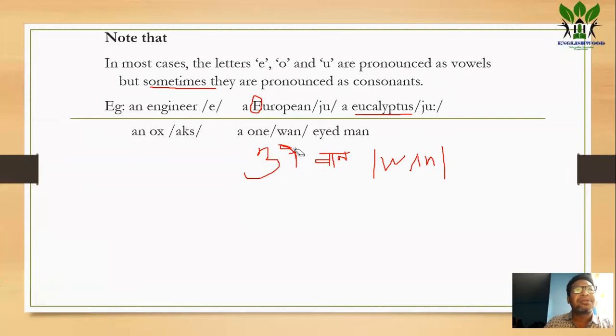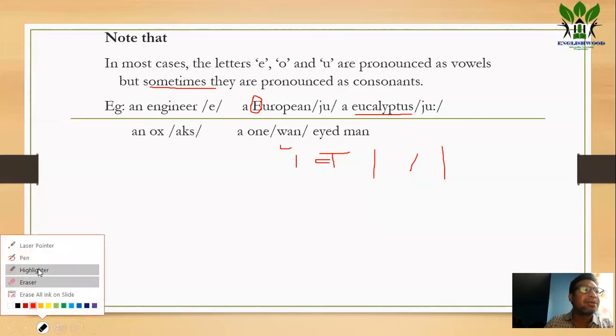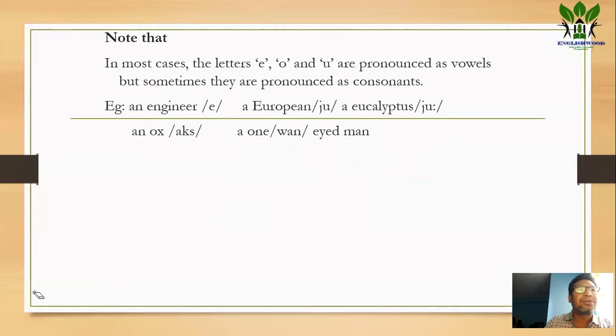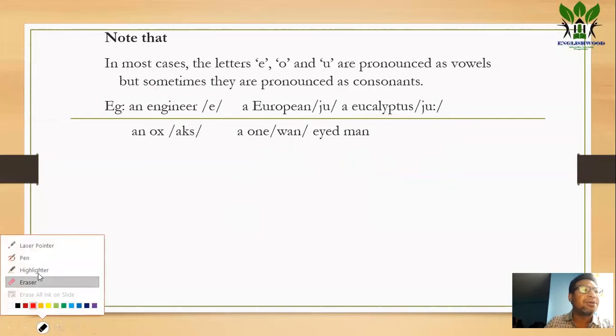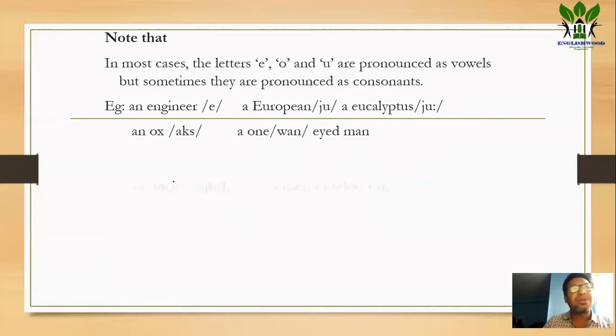All right, so I'm erasing this point here. Erase all. So now, next one is an uncle. This U is also the R sound, a vowel sound. Uncle, an uncle. So, with the R sound, therefore an uncle.